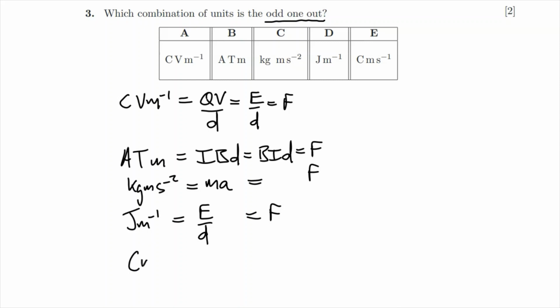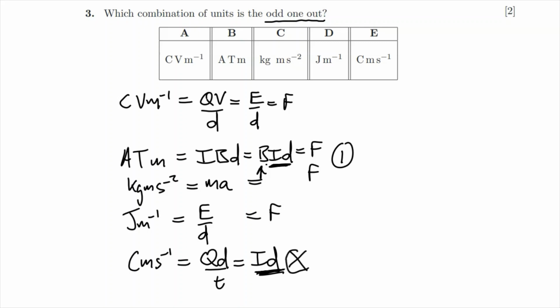Next, we have Coulomb meter per second, which is some sort of charge times some sort of distance divided by some time, which gives ID. And if you look at this equation, which I'll call equation 1 up here, to get this ID quantity to become a force, you need this B field here. You need to times by a B field. So this cannot be a force. So what we have is all of the other units are forces. This one is not a force. Therefore, one potential answer is E.